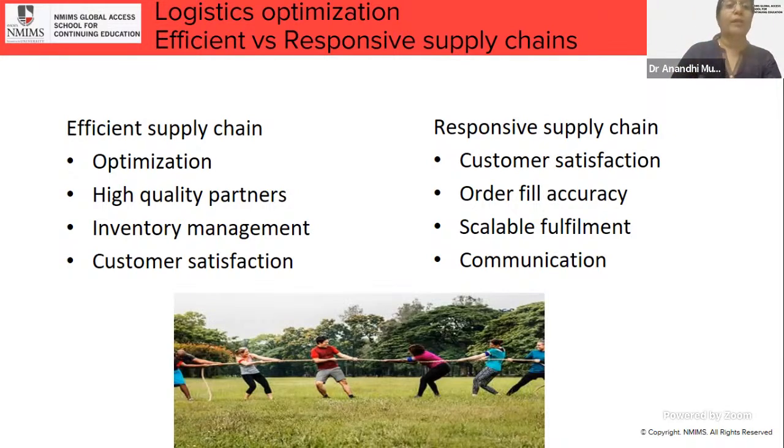Even now, Toyota is not going for 100% just in time inventory because there is so much competition. When the automotive industry itself has so much competition, think about FMCG products, retail brands, apparel. All the competition has mushroomed so much.